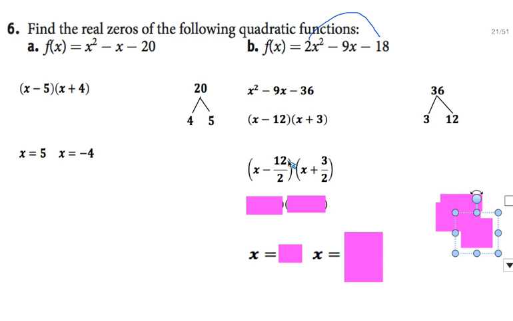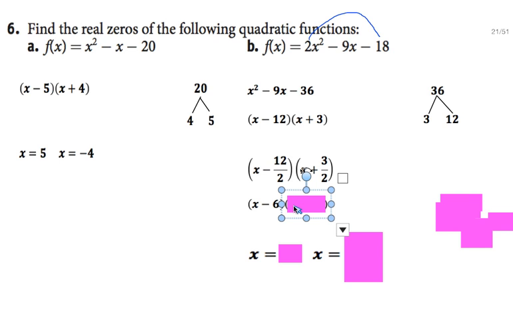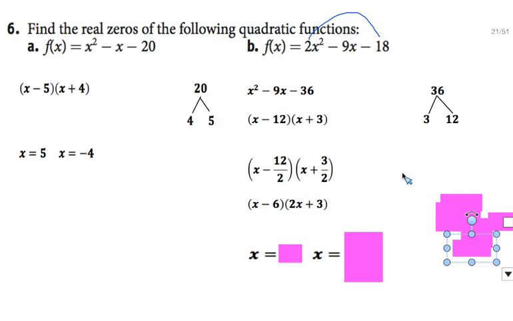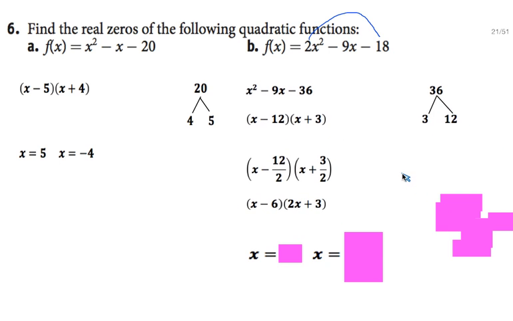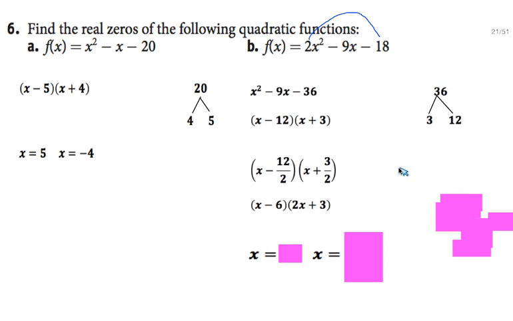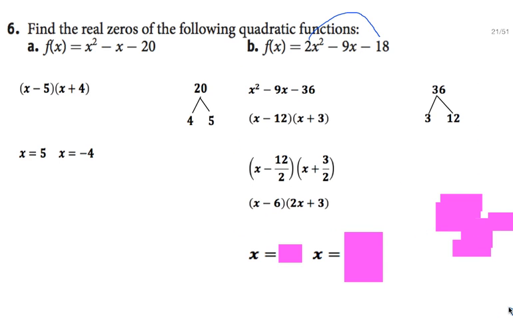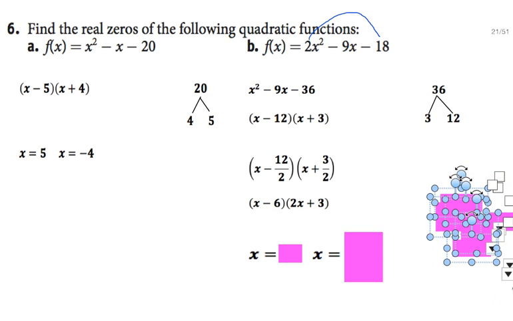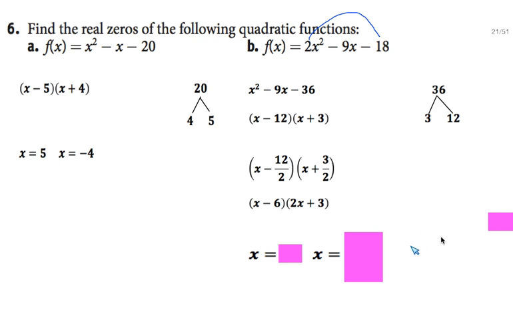And then at this point I can simplify the fraction, or I can multiply both terms in the factor by my denominator. So here x minus 12 over 2 is just x minus 6, and here x plus 3 over 2, I can multiply the x and the 3 halves by 2, and I get this 2x plus 3. Okay, whoops, I almost messed that up. I did mess that up. There we go.